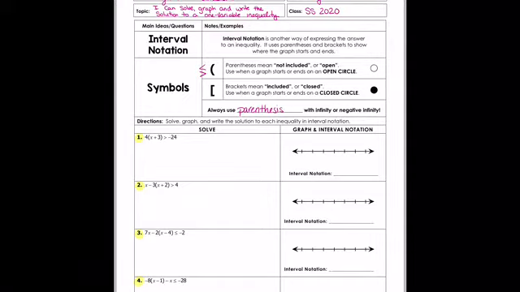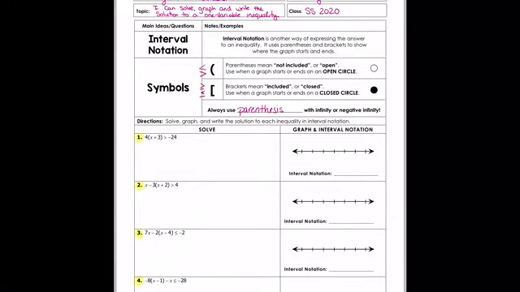Brackets mean we want to include that number in our solution. So when we've got greater than or equal to or less than or equal to symbols, or we're going to have a closed circle on our graph, that's when we're going to want to use that sort of square bracket to show where it starts and stops.